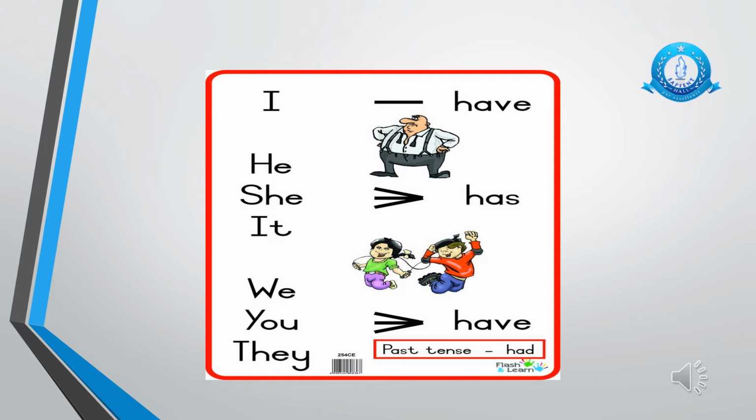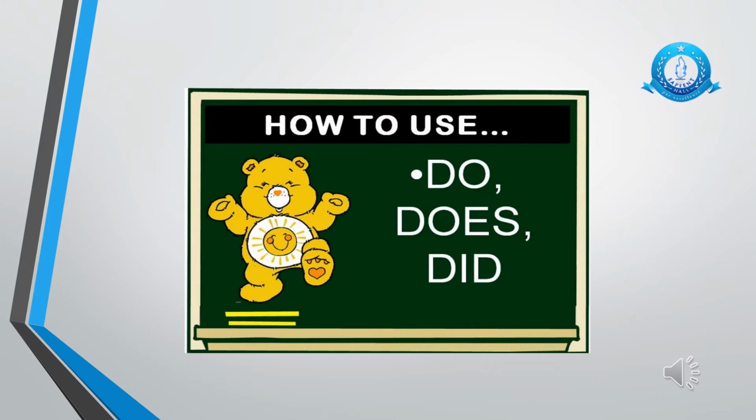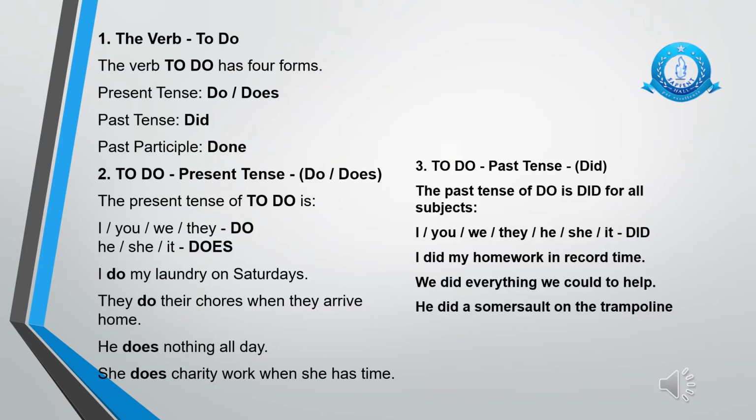We use have with I, we, you, they, along with pluralized nouns, whereas we use has with he, she, it, or singular nouns. The next chapter that we are going to discuss now is do, does, did, and what are their uses. The verb to do. The verb to do has four forms: present tense, do or does, past tense, did, and past participle, done.